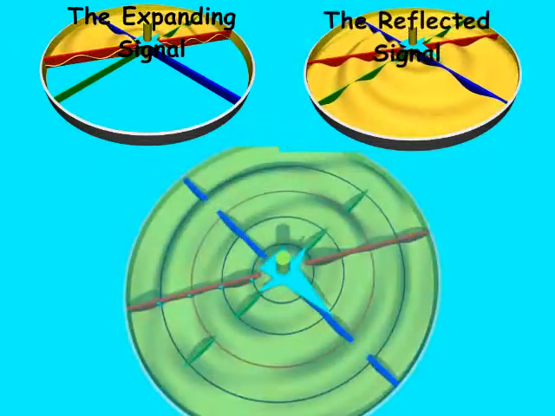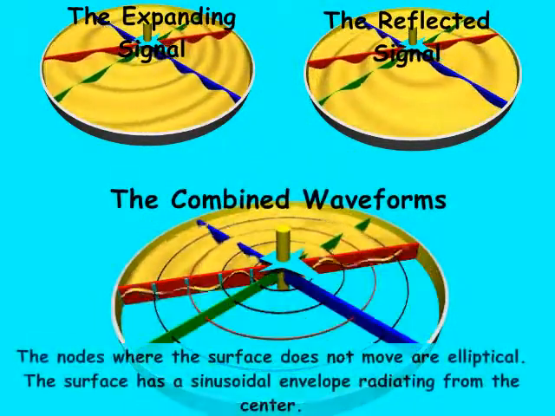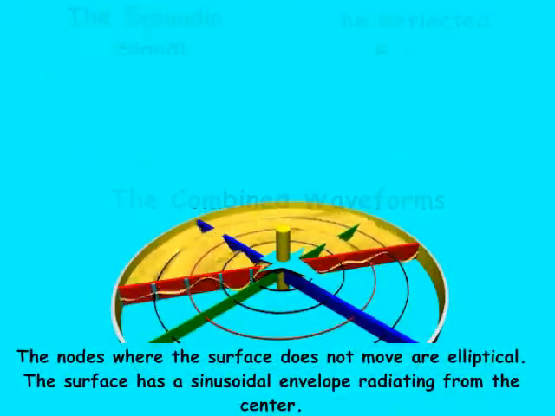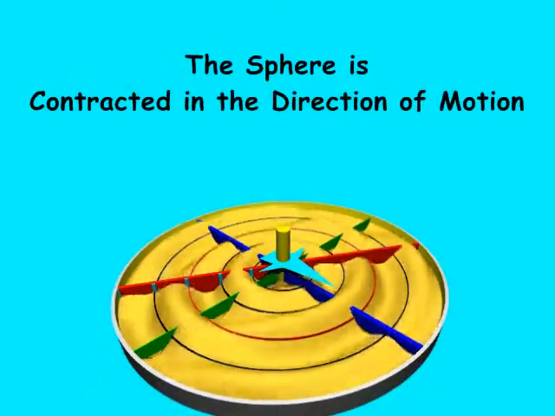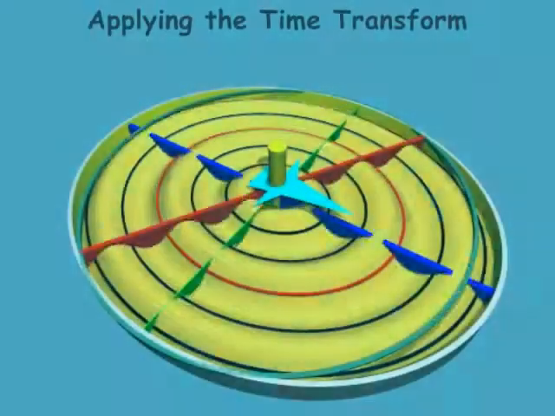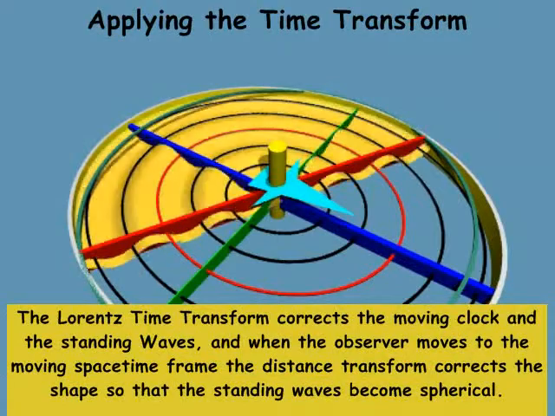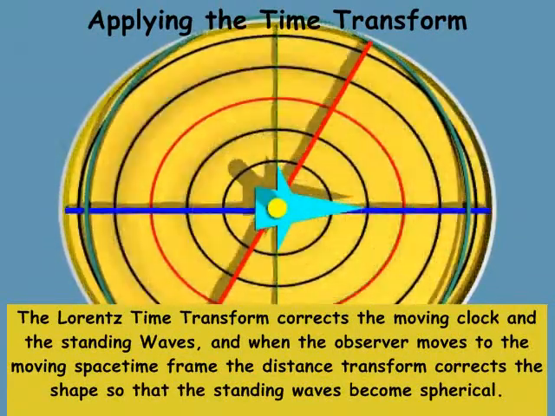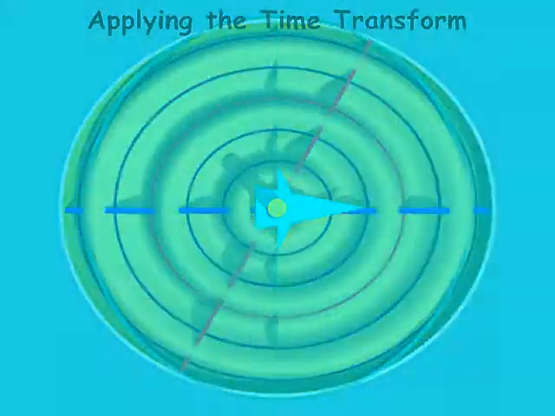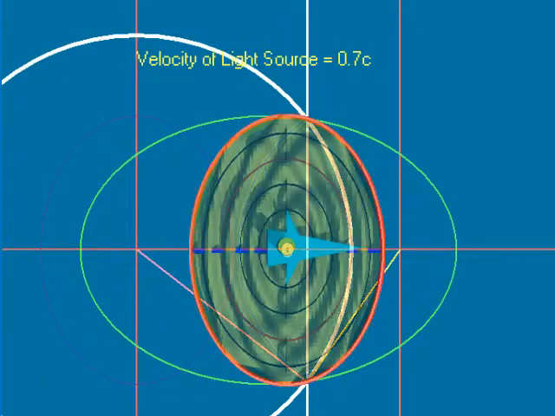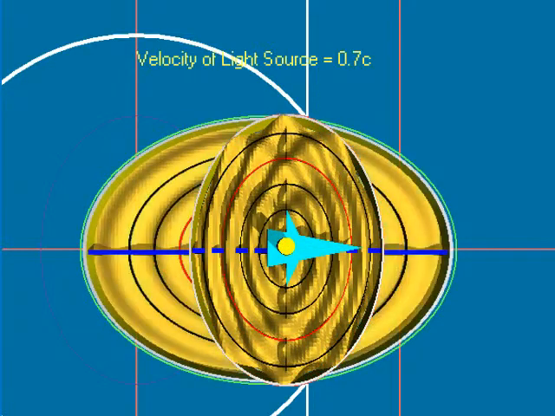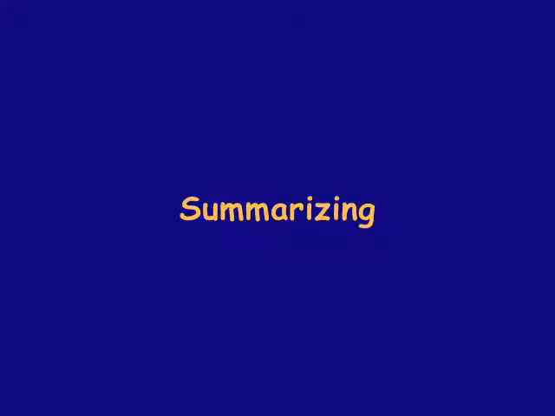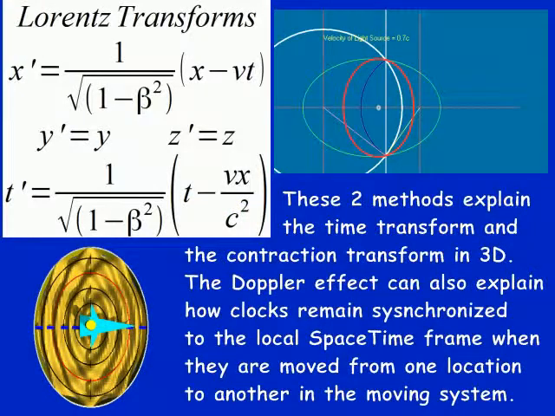The emitted and reflected signals are mirror images. The interference pattern is complex, but still has elliptical nodes. When the time transform is applied, the pattern becomes organized again. These results are a perfect match to those obtained in Part 1. Standing waves have successfully explained Einstein's contraction.